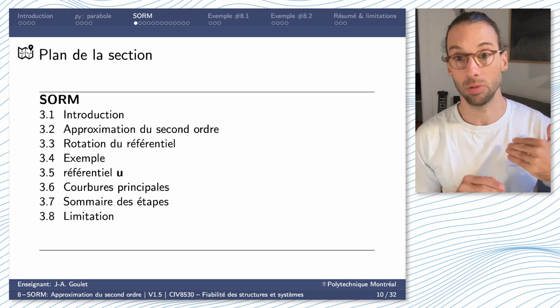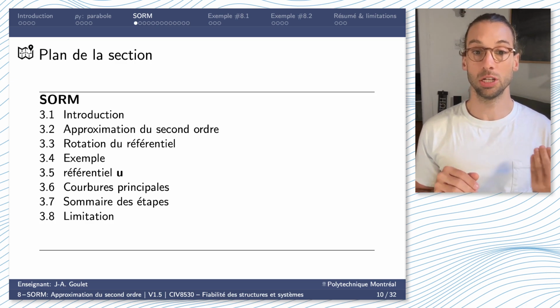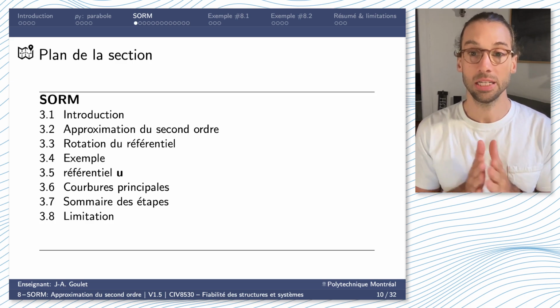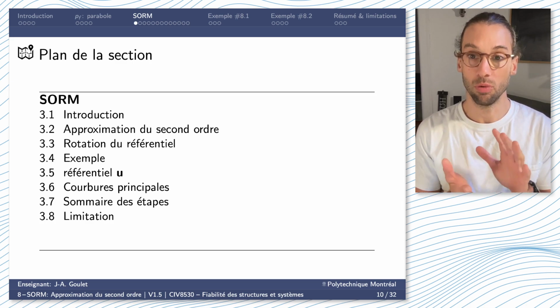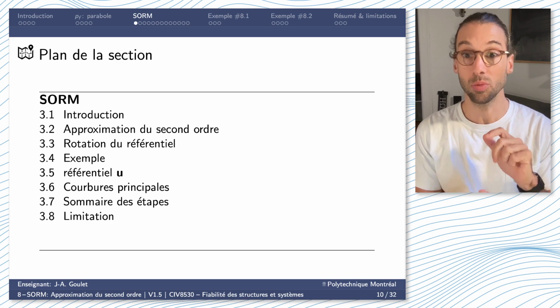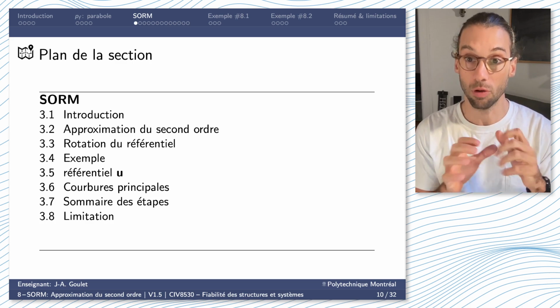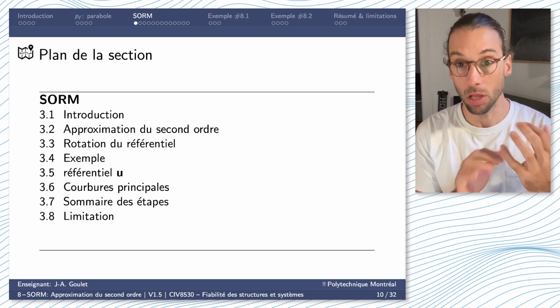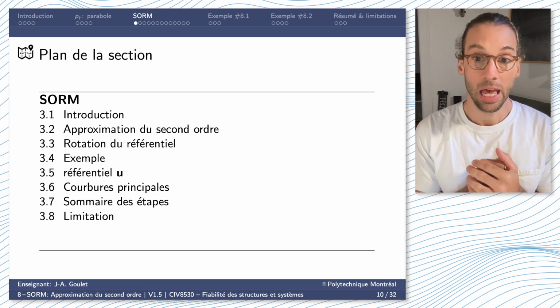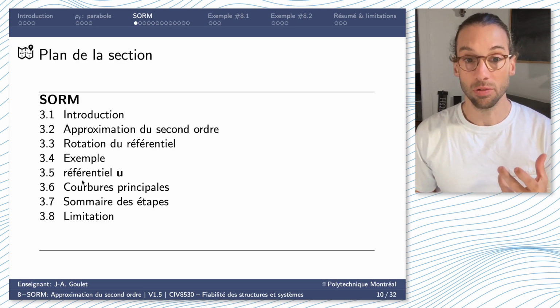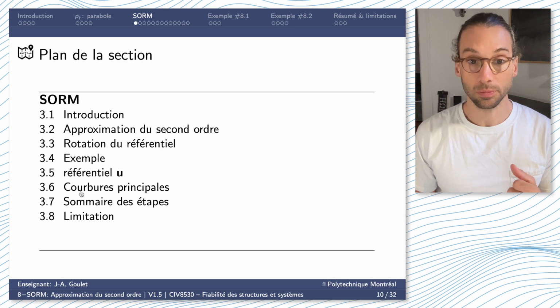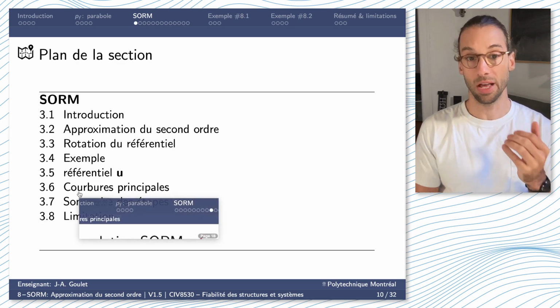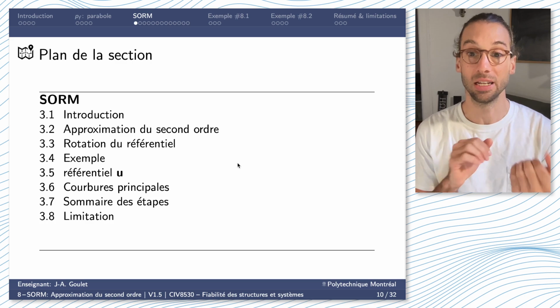Now we're going to see how we can increase that to go to the second order. Then we're going to see that SORM involves some referential rotation. So how can we perform those rotations of our U standard normal space? We're looking at an example of such a rotation, and we're going to see what the properties of that new referential are. Then we're going to see that if we want to evaluate SORM, we need to do a second transformation.